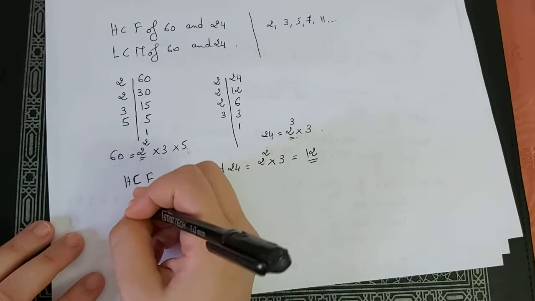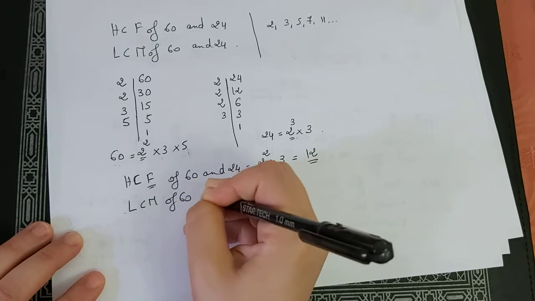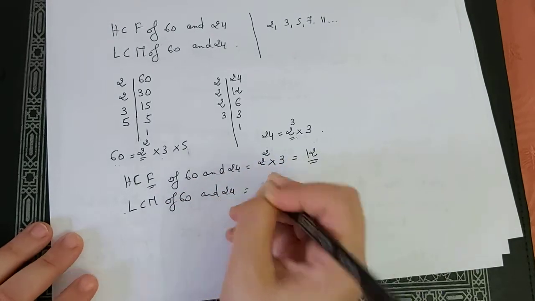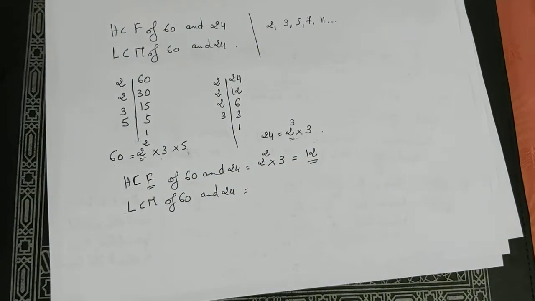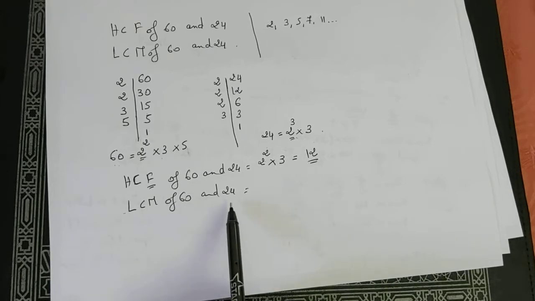And what about the lowest common multiple of 60 and 24? Well, the lowest common multiple is a multiple of 24 and 60, so it should be a number that is bigger than 60 and 24.